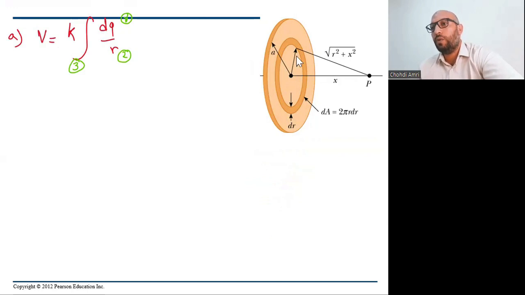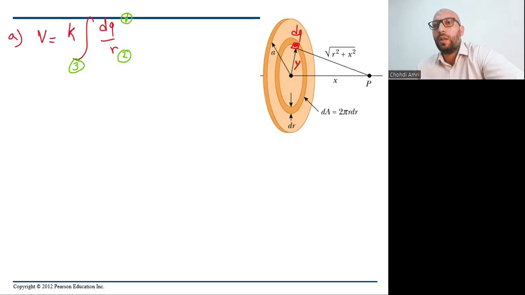To avoid any confusion between the two, the variable R and this R, we will take a dq over here, a small element of charge dq. The distance from the center of the disk to the point dq is y, or let's say it's d. It's y. It's better. Y.